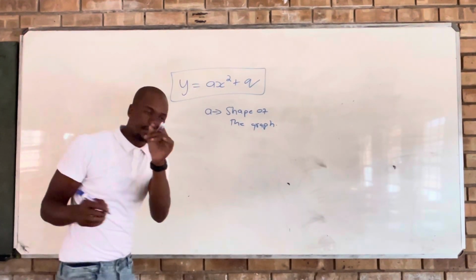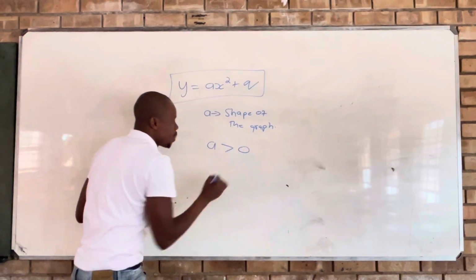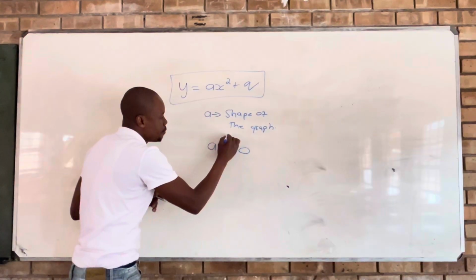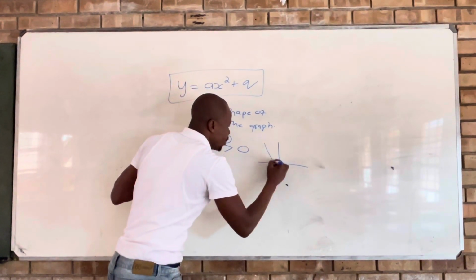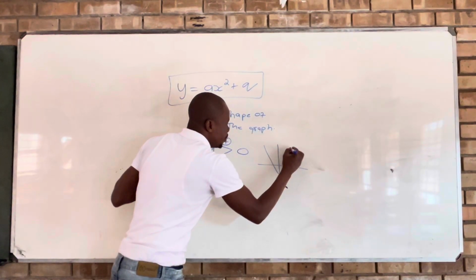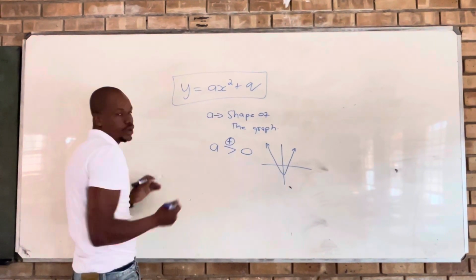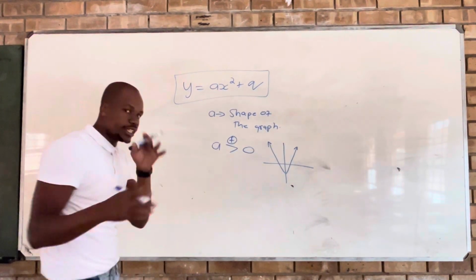This means that if a is greater than 0, it means the value of a is positive. Therefore, the graph will face upwards. Basically, this is a U shape. The graph will face upwards if the value of a is positive or greater than 0.